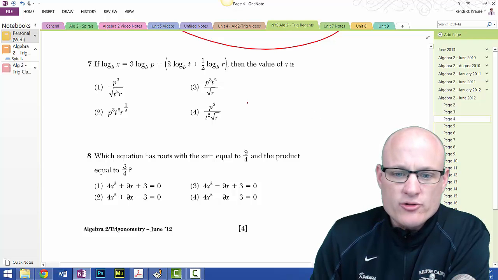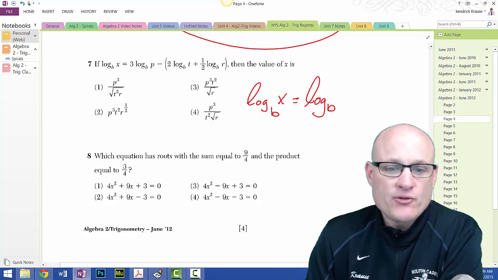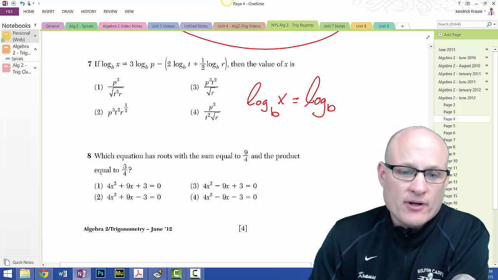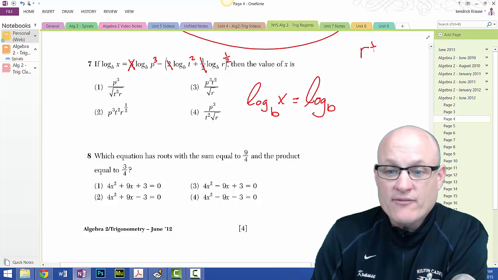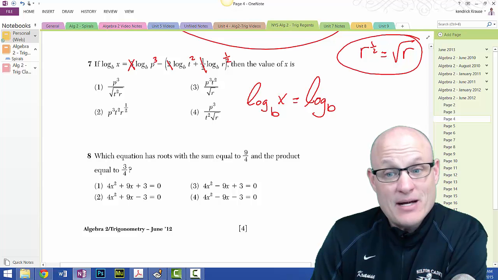All right, so logarithms are scary stuff. What we want to do is we've got log base b of x, and we want to turn this side into a single log base b. So first thing I'm going to do is return all of the exponents. That 3 goes to p cubed. This 2 goes to t squared. And this 1/2 goes to r. Now, I have to remember that r to the 1/2 really means the square root of r. I hope you guys have that memorized.